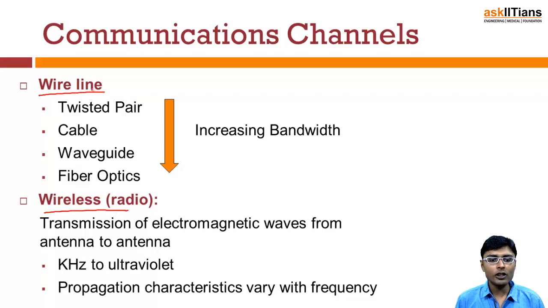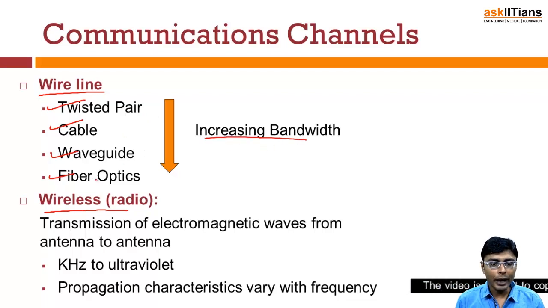In case of wireline, the examples are twisted pair, cable, waveguides and fiber optics. Wireline basically means it has a physical medium. These are the mediums or the channels in which our information is transmitted from the transmitter towards the receiver. Now, they are arranged in the order of increasing bandwidth.